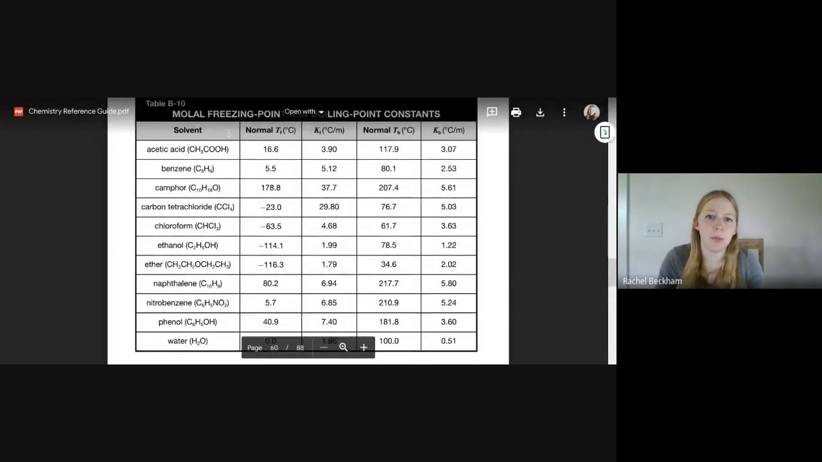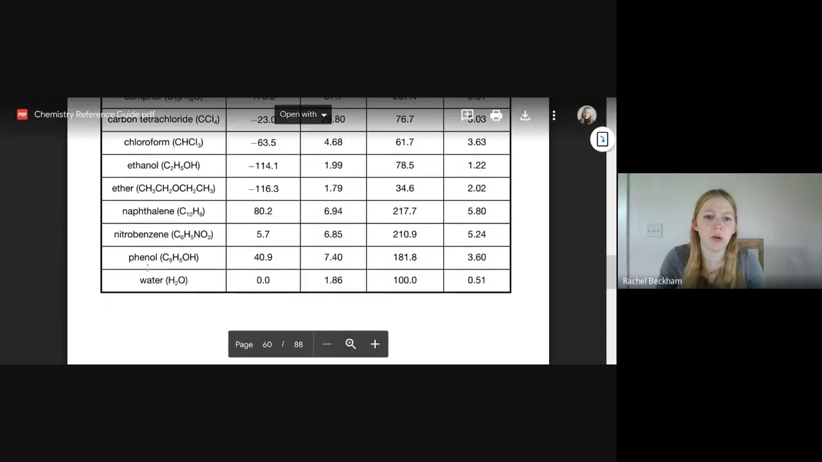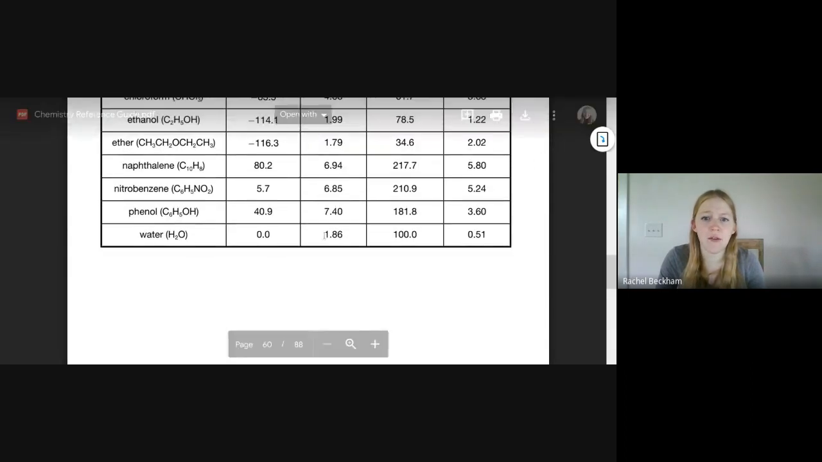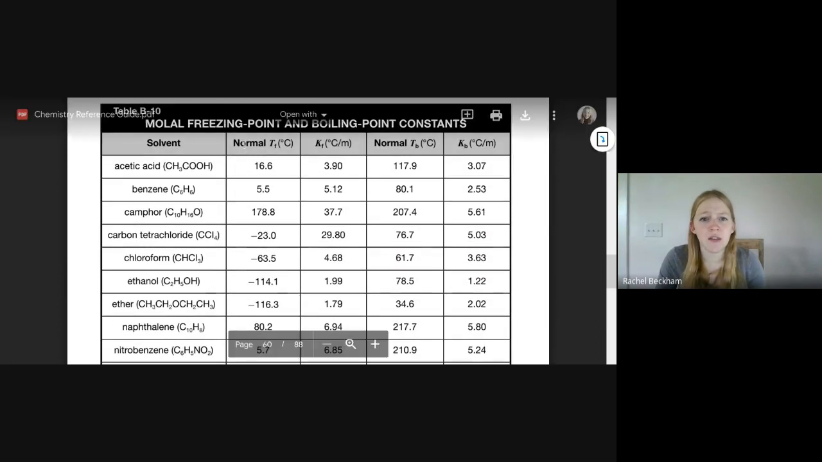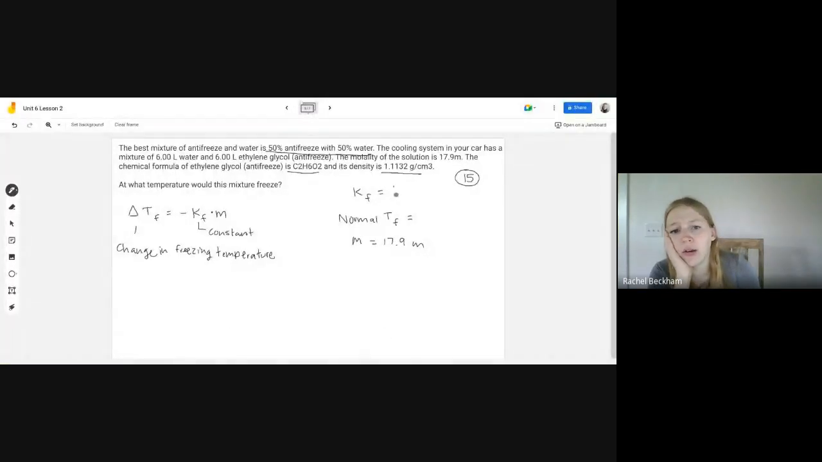This is table B10. You're going to go find your chemical here. So here's water right here, and the KF is right here. So the KF for water is 1.86, and the normal freezing temperature of water is at 0 degrees. So I'm going to write that down. This is 1.86, and this is 0 degrees Celsius. So water normally freezes at 0. We're going to see how much it changes.